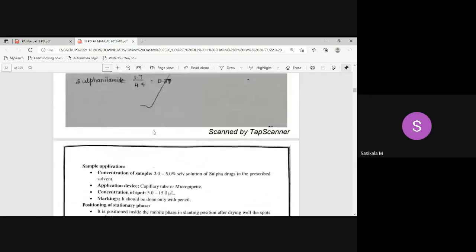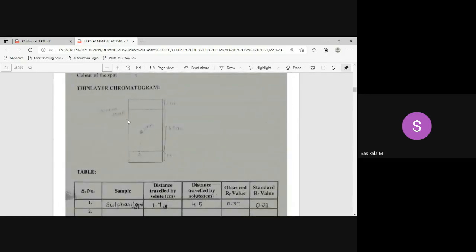Will be of yellow colored spot only. You just write yellow colored spot. There she has not written the color change. Actually, yellow color spot. Since sulfur drugs are colored ones, when you apply the sample itself, visibly you can observe the color change. Where location of spot also, even in visible light itself, you can observe the color change. So yellow colored spot you can write.